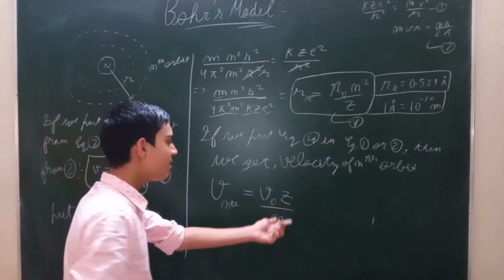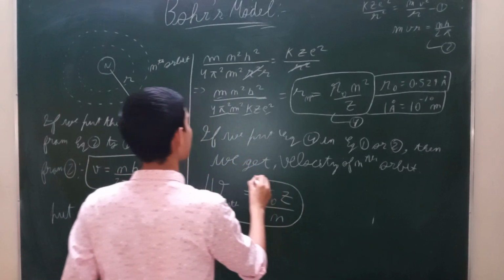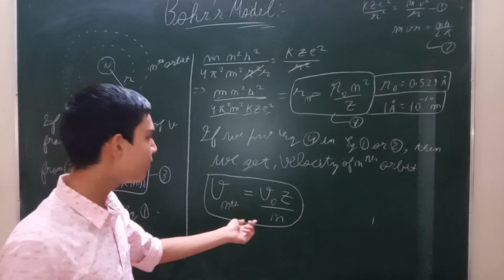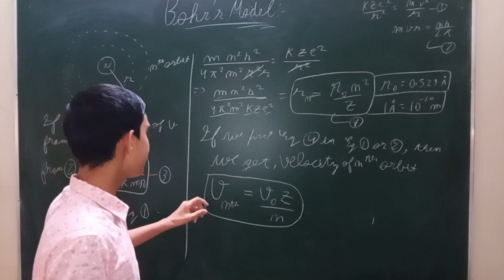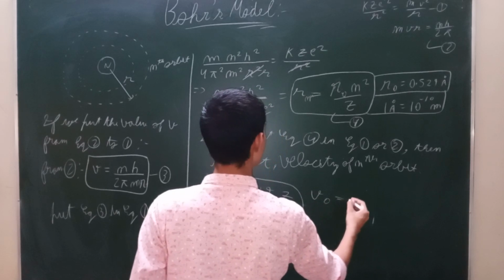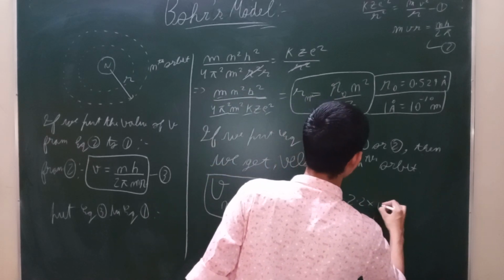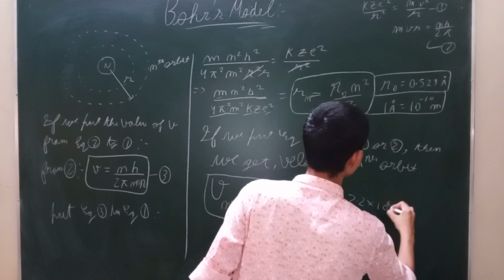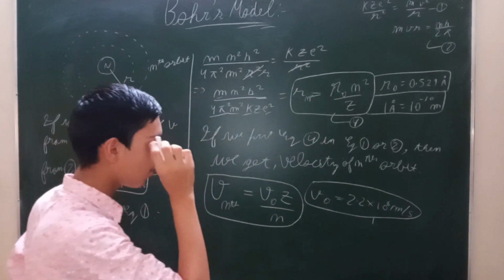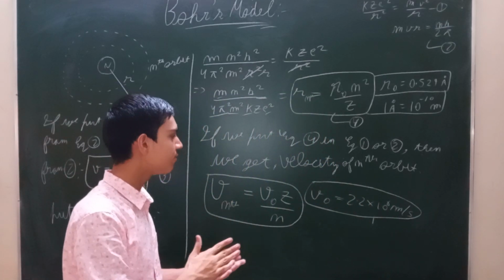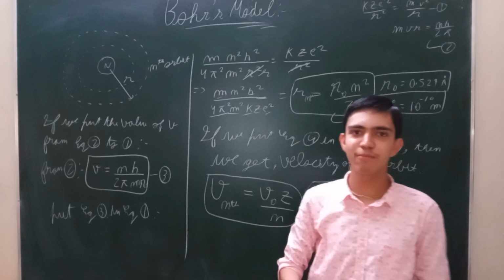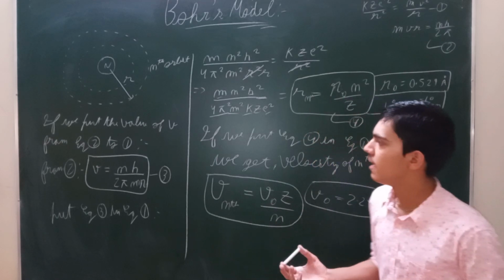Z is the atomic number, n is the principal quantum number, meaning the nth orbit, for which orbit we want to see the velocity. And what will be the value of v naught? v naught will be equal to 2.2 into 10 raised to the power 6 meters per second, and meters per second is the SI unit of velocity.